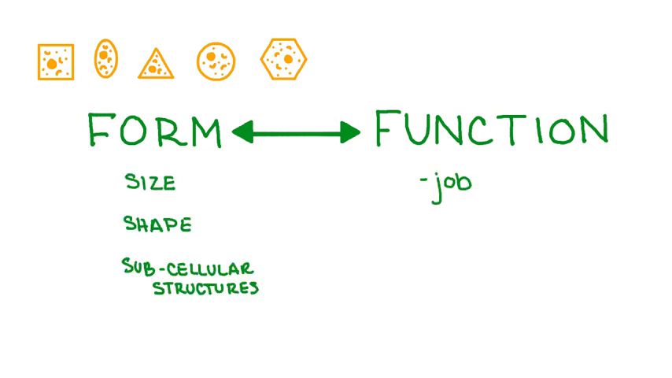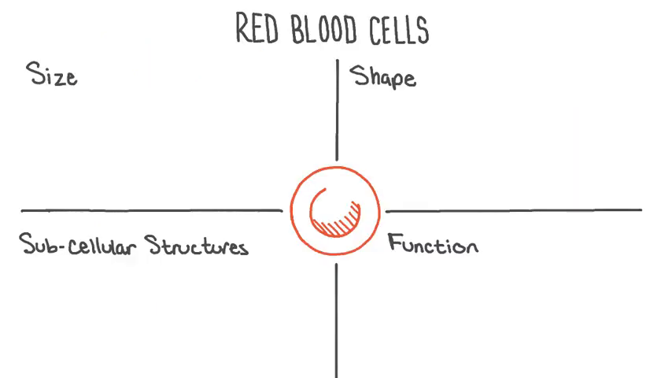And unlike building materials, when we're talking about the form of a cell, we're referring specifically to its size, its shape, and its subcellular structures. So next, we'll take a look at several examples of human cells and look closely at how their form supports their function. We'll start with red blood cells, also called erythrocytes.